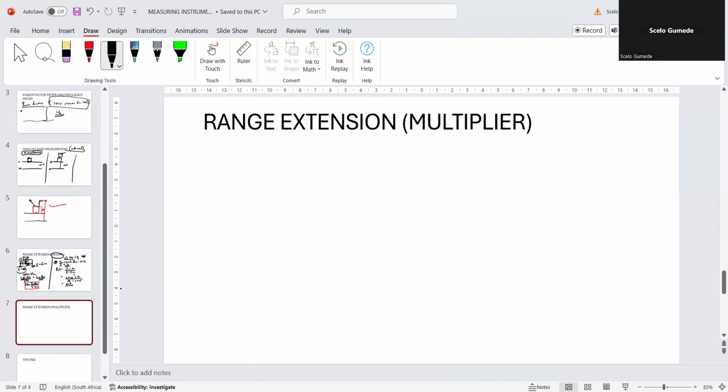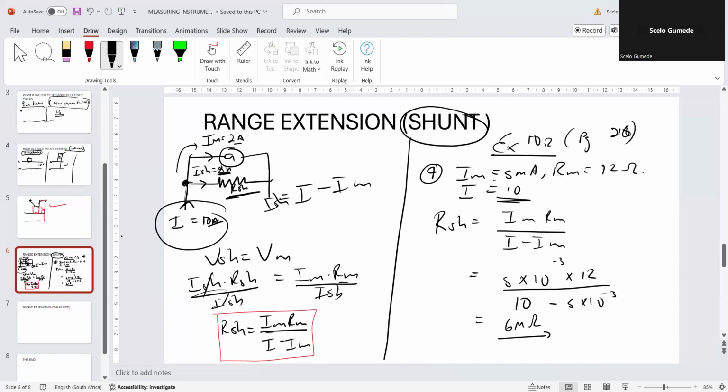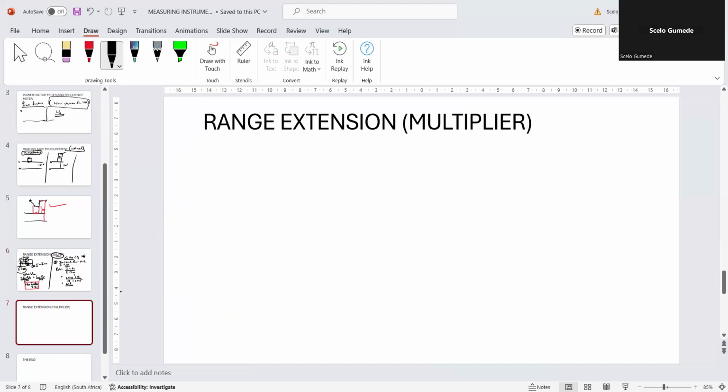Now let's go to the range extension, which is something called a multiplier. Now we are trying to get our meter to measure more voltage. Here we wanted it to measure more current. That's why we use a shunt. To measure more voltage, we use a multiplier. So how are we going to go about that?